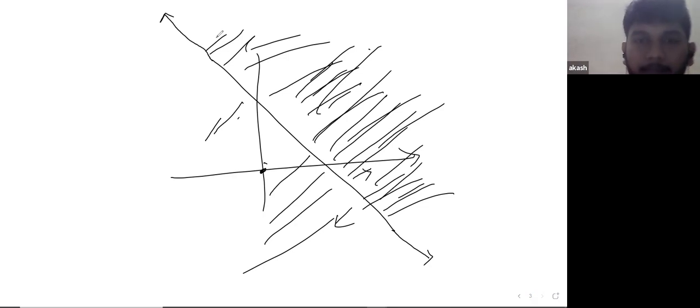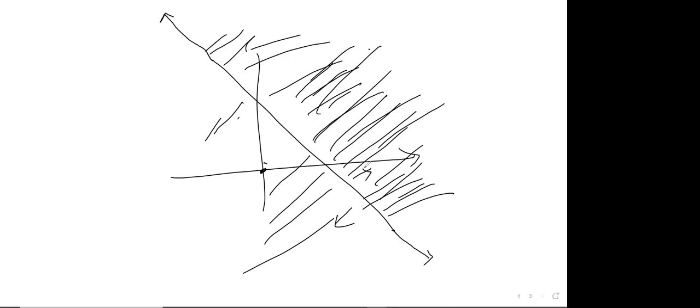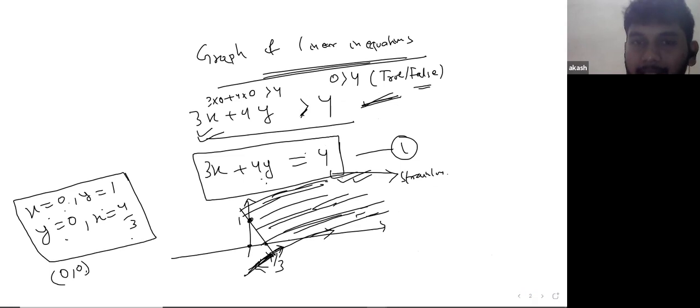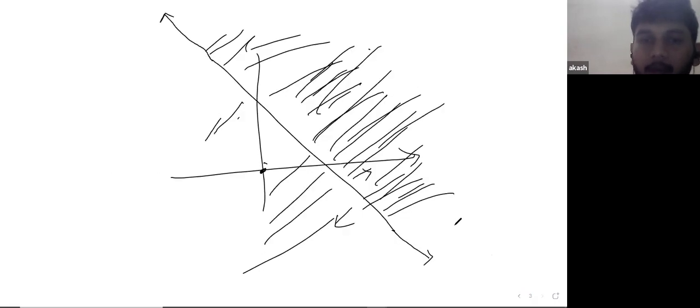Are we clear? All the steps. First, you have to change the inequality sign to equality. Draw the graph of the straight line by putting x equals to 0, y equals to 0. Take the origin if the line is not passing through the origin. If the line is already passing through this.